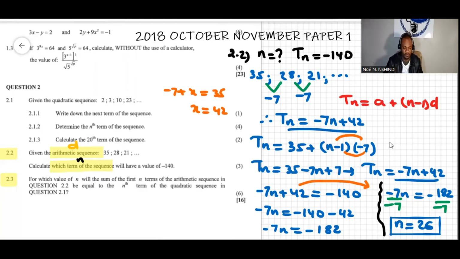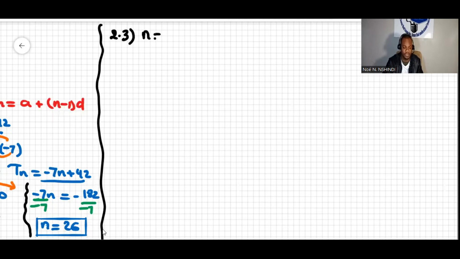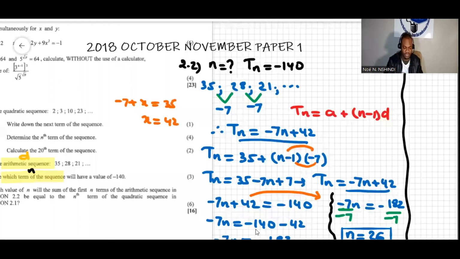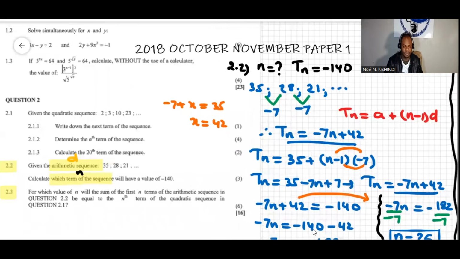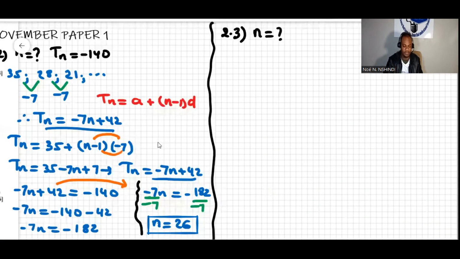Now, I will prefer to move my board over here. I'm going to say here 2.3. So basically, they said for which value of n, meaning we're looking for n. Let me read the question again. It says, for which value of n will the sum of the first n terms of the arithmetic sequence in 2.2 be equal to the nth term of the quadratic sequence in 2.1? So in 2.2, the arithmetic sequence is the sum.